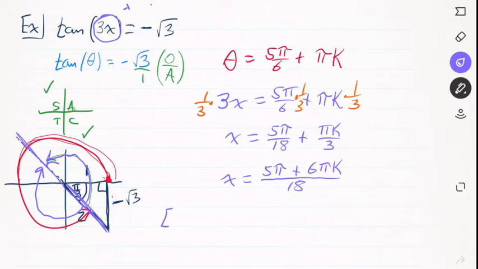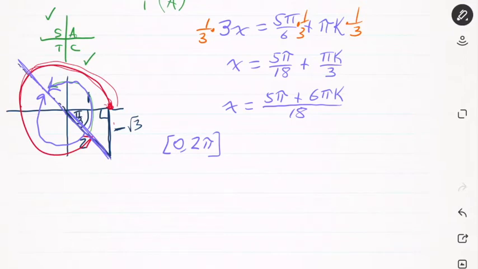So if I'm asked for the answers between 0 and 2 pi, then what I'm going to have to do is let k cycle through a few numbers, because that 18 is going to take a while to get all my answers. So I'm going to let k equal 0, and my solution for k equals 0 is going to be the original 5 pi over 18. If k is equal to 1, then I'm going to get 5 pi plus 6 pi over 18, better known as 11 pi over 18.